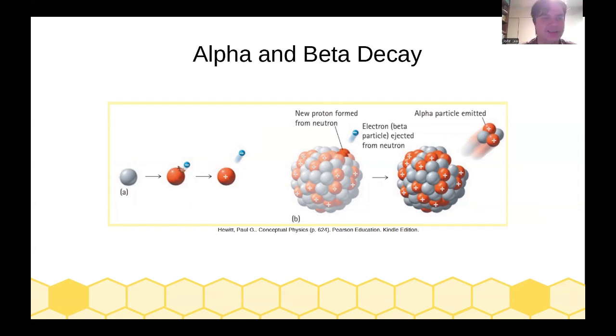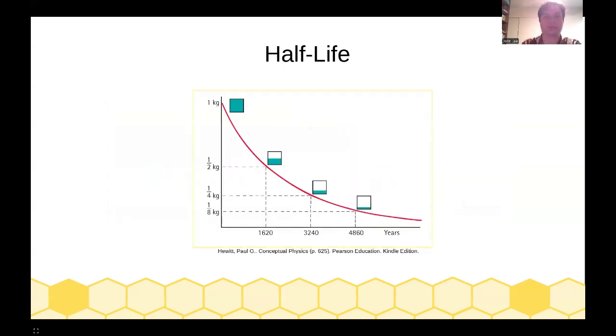I will also note that this is caused by the weak nuclear force, which is the last of our four forces that we have in physics: gravity, electromagnetic force, the strong nuclear force, and the weak nuclear force. In beta decay, a new proton is formed from a neutron, which occurs when not enough protons are around to stabilize the neutron, which occurs in heavier nuclei, as there are more neutrons than there are protons in those. An electron is ejected, and then an alpha particle, which is two protons and two neutrons, is ejected after that.